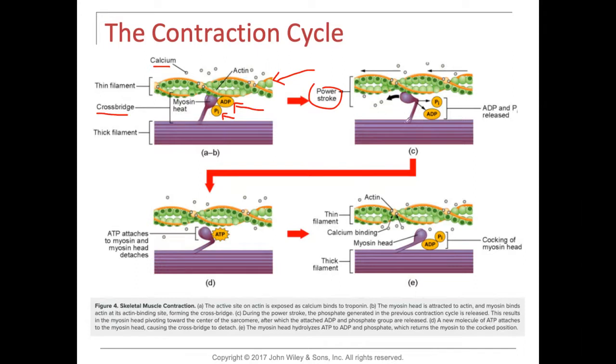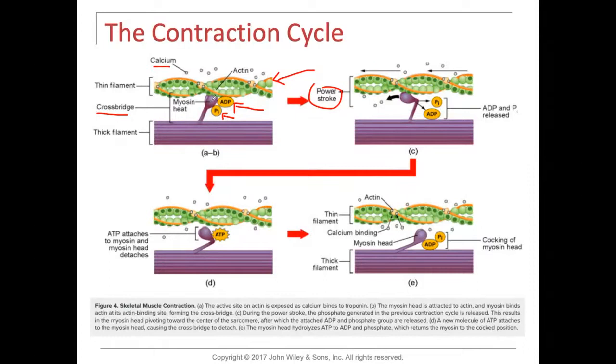Okay, so let's start here on the bottom right. On the bottom right, we see that there's no attachment between myosin and actin yet. If you go to the top left, we do see that there's a connection. There is a cross bridge between myosin and actin at the binding site.